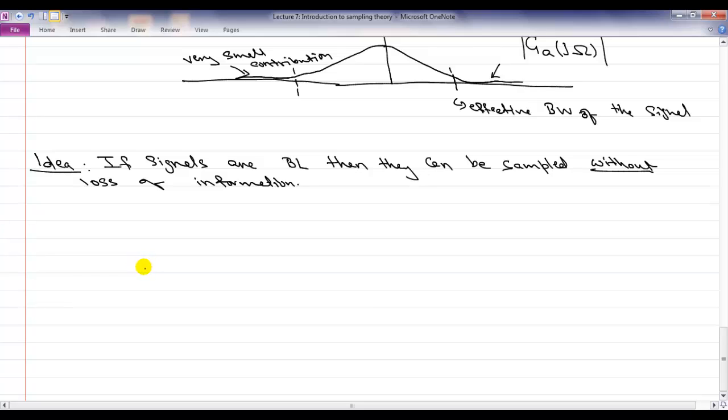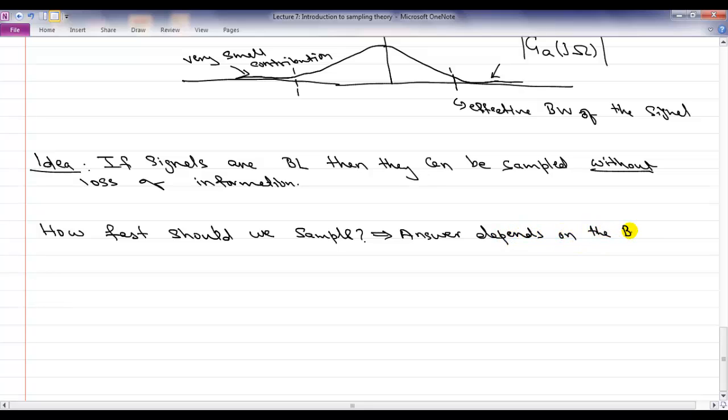And then the only variable that we have access to, if I have fixed my signal, I have fixed the kind of sampling I do, which is uniform pointwise, then the only variable that we have left is how fast should we sample. And the answer to that depends upon the bandwidth of the signal.